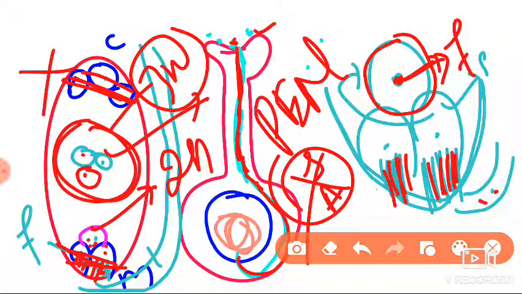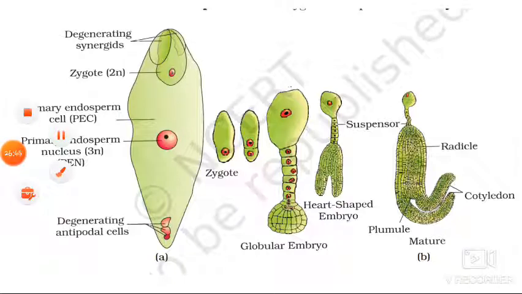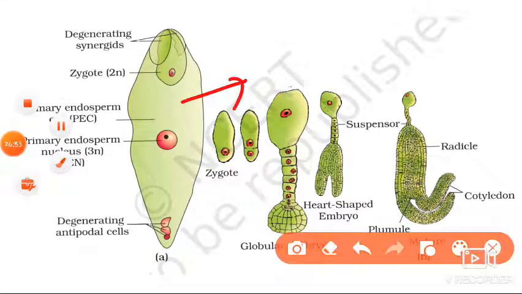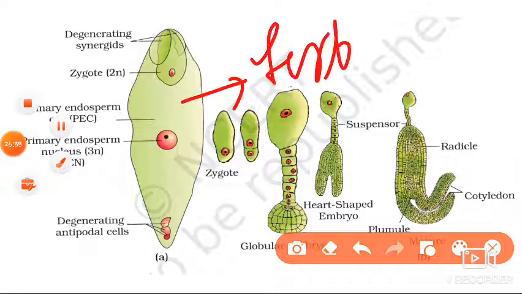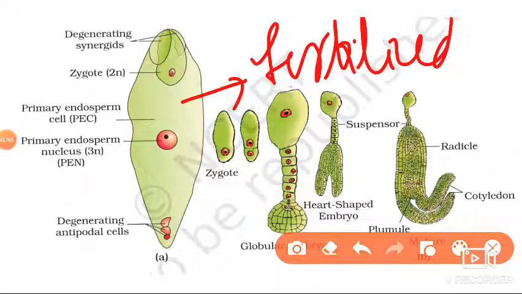In your NCERT, they have given one diagram. Wait, I'll show that. This is the diagrammatic representation, and students, please remember, this is a fertilized embryo sac. This question has been asked so many times. This is fertilized, don't get confused. This is a fertilized embryo sac, please remember this.